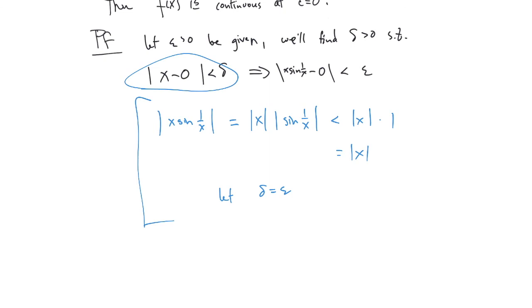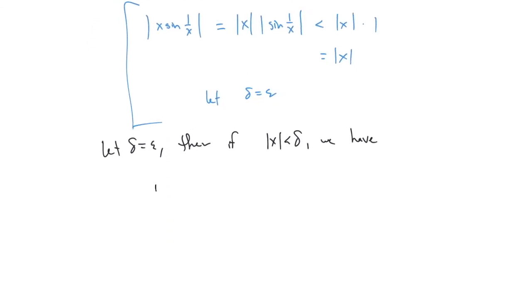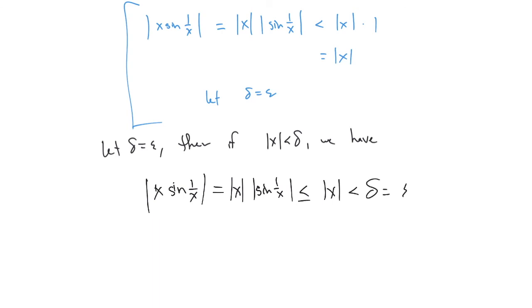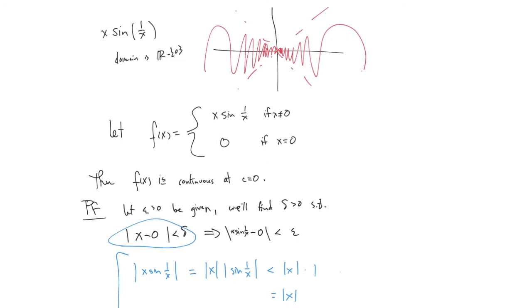So to conclude here, I'll say let delta equal epsilon. Then if |x| is less than delta, we have |x sine 1 over x|. This equals |x| times |sine 1 over x|, which is less than or equal to |x|, which is less than delta, which equals epsilon. That's it. So that function, provided you fill the middle point in, really is continuous.